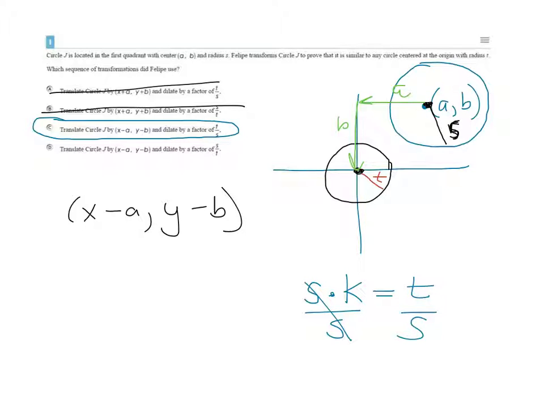That would move the circle to the center, and then it would shrink it down or expand it. I just picked s bigger than t arbitrarily. Either way, it would make it at the center.